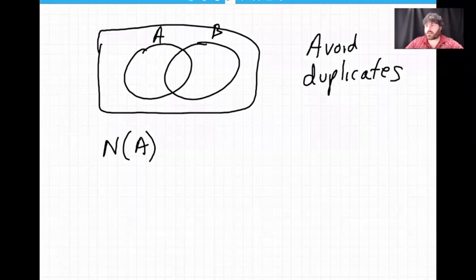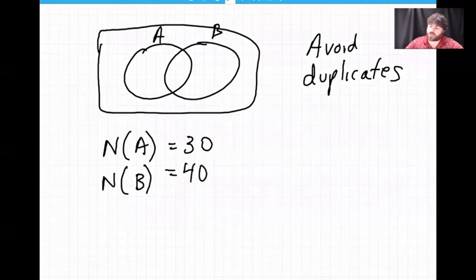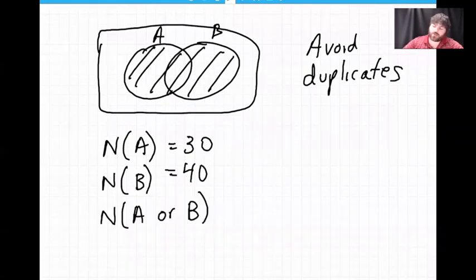Okay, so let's say that the number of events in A was 30. Okay, and let's say that the number of events in B was 40. The question is, what are the number of events in A or B? So that means put them all together. So I want to know how many are in the total. Most people are going to say 70. Okay, and that is incorrect. It could be correct, but most likely it's incorrect. And I'll show you why.